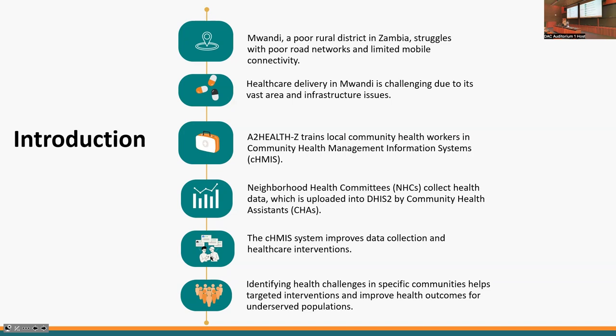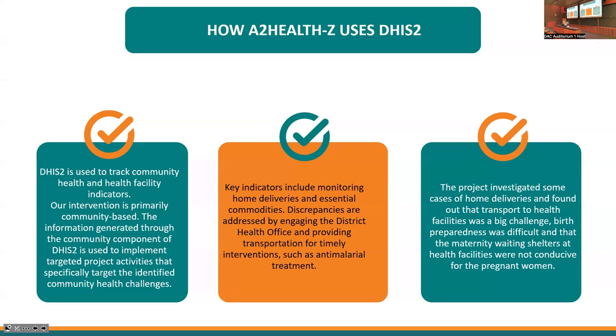The community HMIS system improves data collection at healthcare interventions. We find DHIS2 very useful in identifying health challenges in specific communities. And when we find these challenges, we look for solutions on how to tackle them. So basically, our project uses DHIS2 to track community health and facility indicators of our interest. Our project primarily deals with mother and child health from ANC to PNC levels.